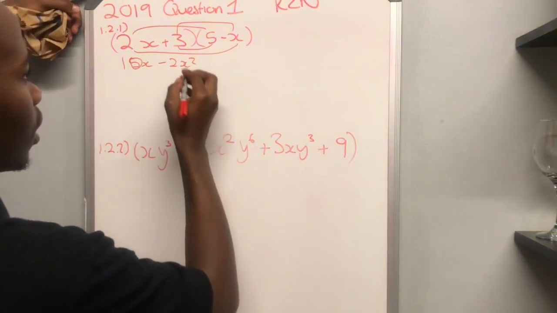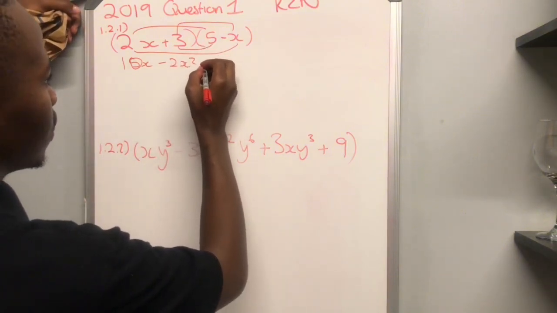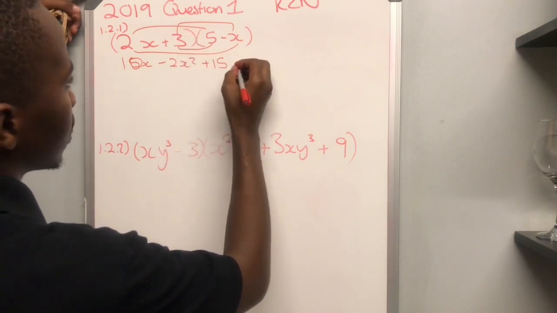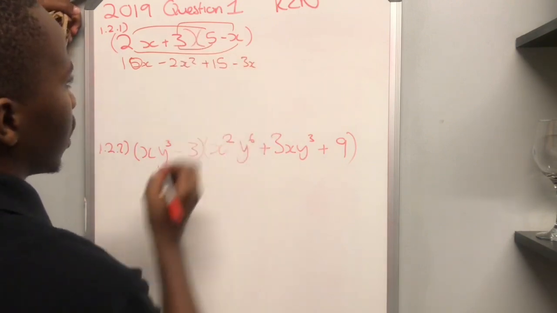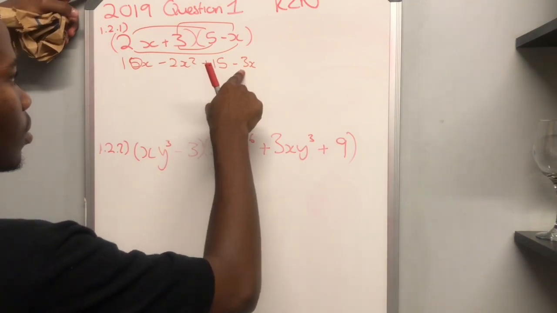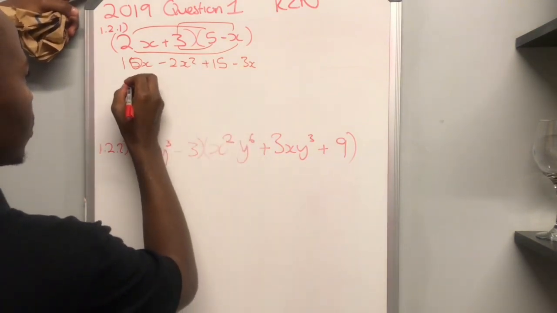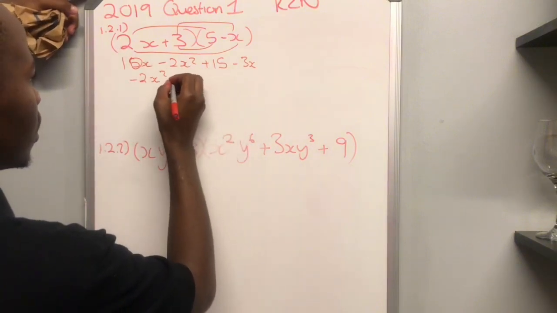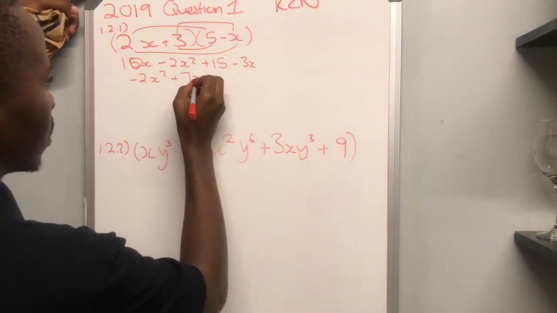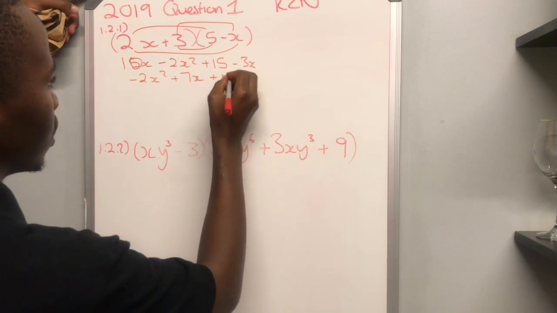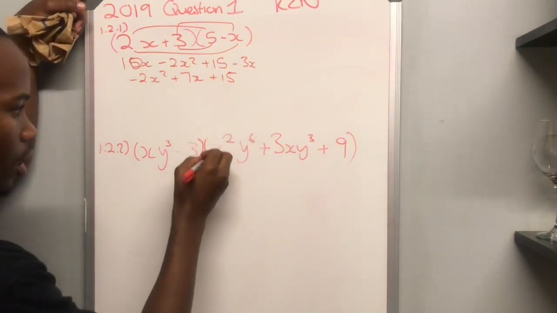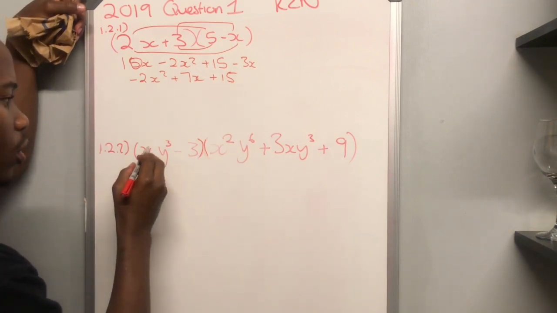Then you go to the 3. 3 times 5 is actually 15. 3 times negative x is actually negative 3x. Then like terms, this and this, it's just rearranged in the process. It's actually 7x plus 15. Done for the first one. Come to the second one. This one. You go to the inners.